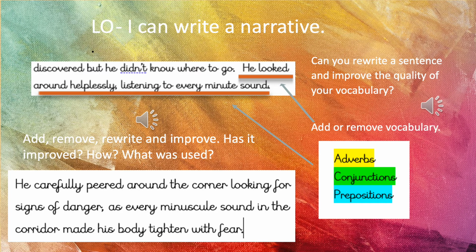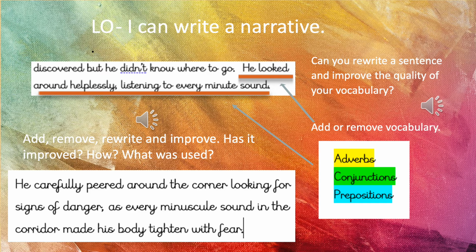Now on the final part of your editing, which is probably the most important part, I've got, can you rewrite a sentence? So just pick one sentence in your work where you can improve the quality of your vocabulary. So you may need to add or remove words to improve its quality. Now I've taken a small, simple sentence from my text. I've underlined it in the red, and that's the one I'm looking at to improve. So what I'm looking to do is to add, remove, rewrite, and improve.